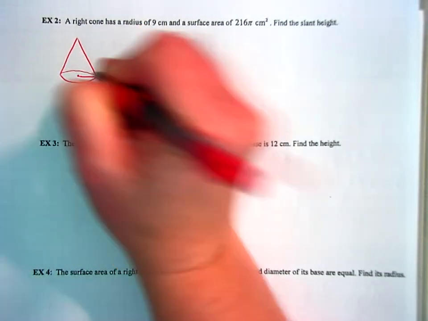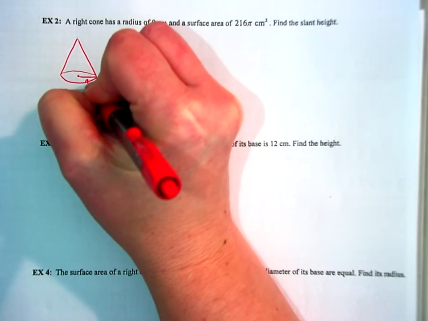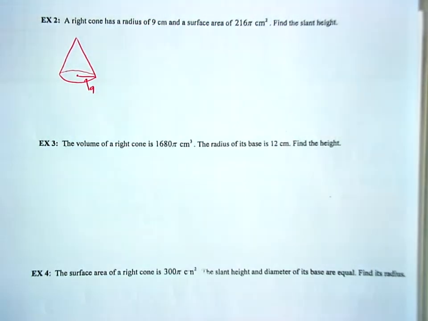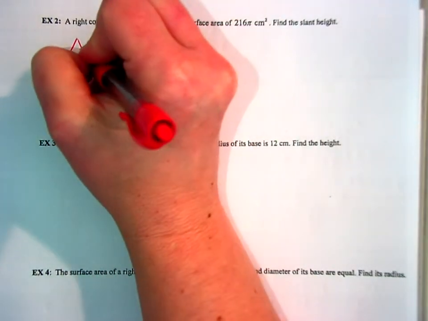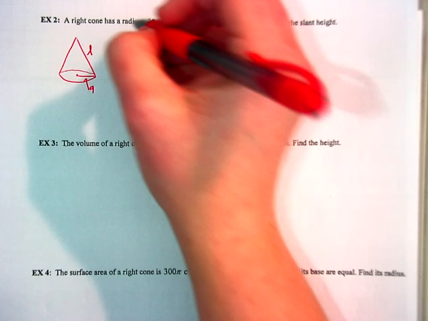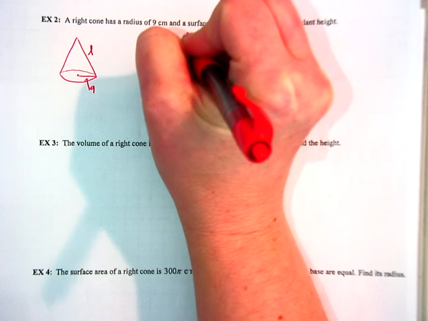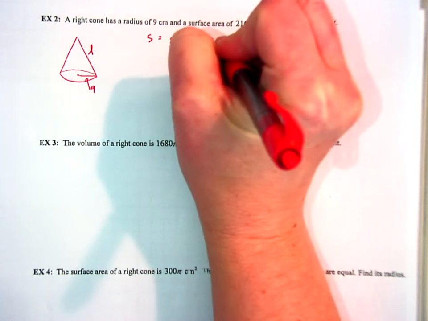I am told that my radius is 9 and my surface area is 216 pi. I'm trying to solve for the slant height right here. So I'll mark that with that cursive L because that's what I want to solve for. So we're told the surface area, so maybe lay out the surface area formula. Surface area is pi r slant height plus pi r squared.